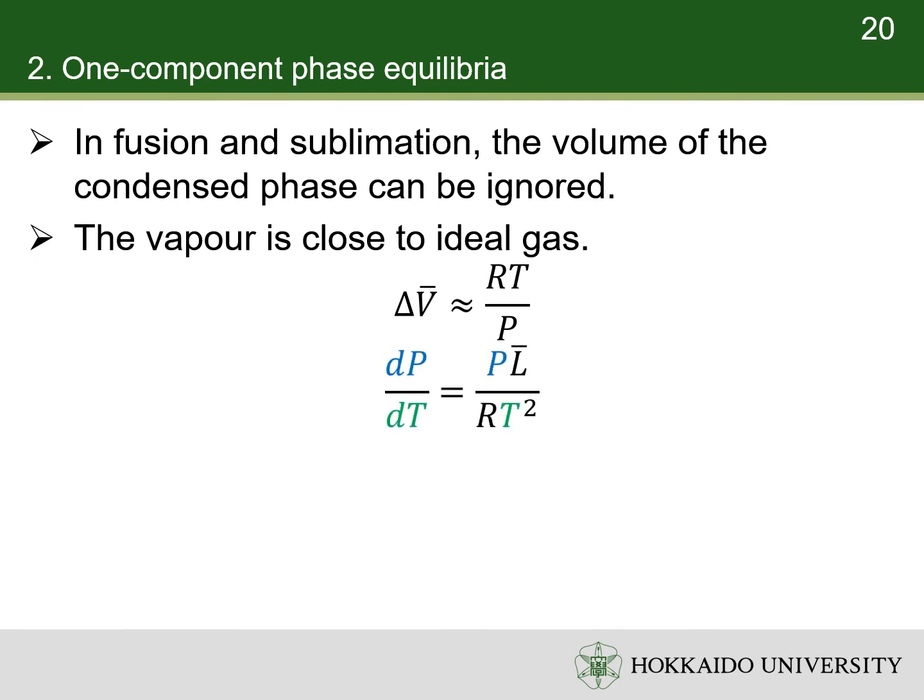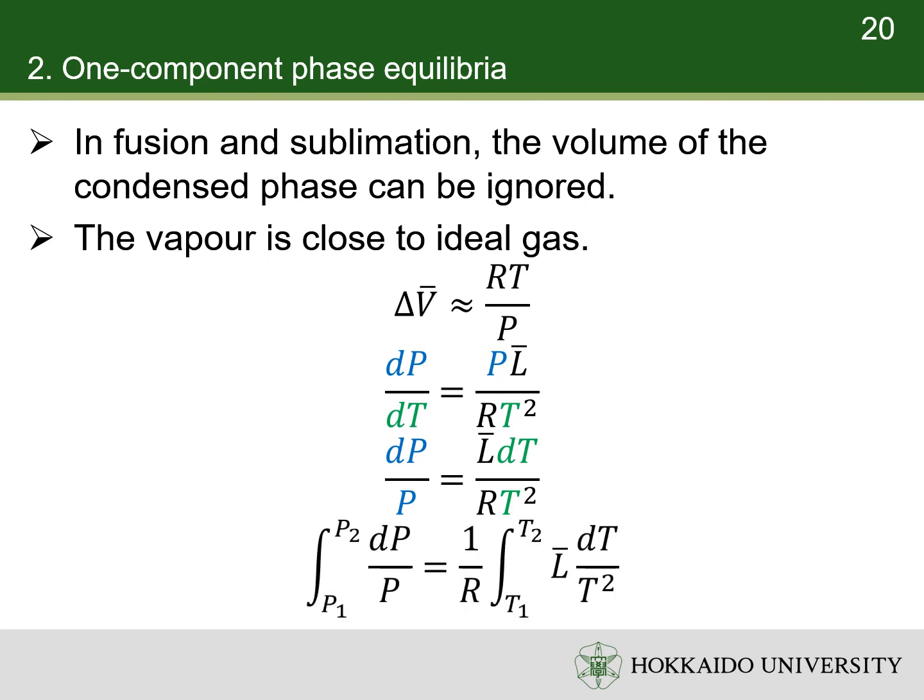Insert the expression of volume into the Clausius-Clapeyron relation. The resultant equation is a typical ordinary differential equation. It can be solved by the separation of variables. Move the pressure to the left side and the temperature to the right side of the equation. Integrate the equation from the initial to the final state.